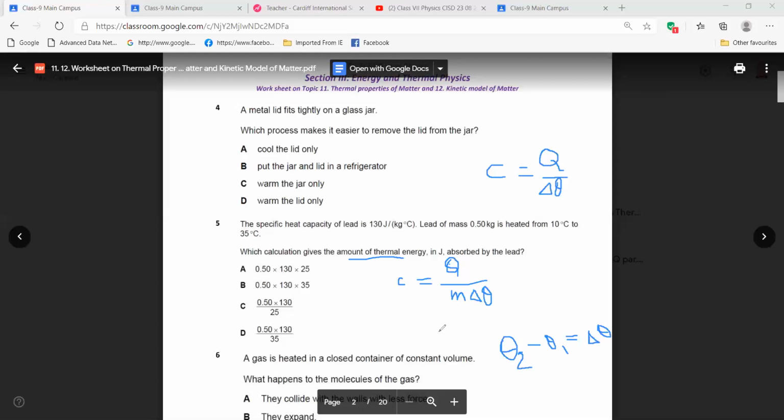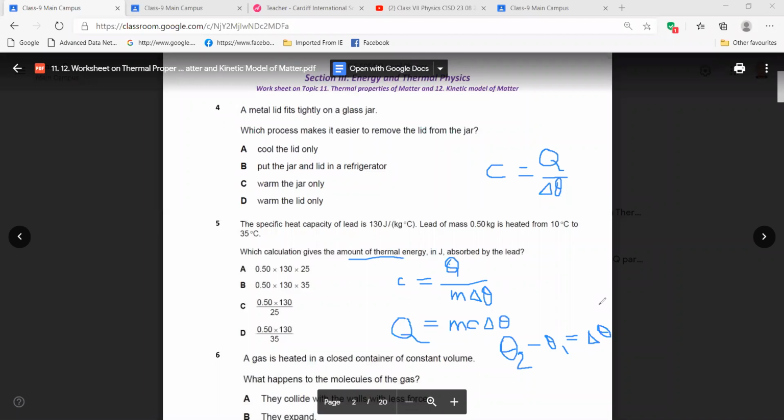That is 25. So how can you write this formula? By rearranging Q equals mc del theta. Write it. The rearranged formula also you write, then you put the values here. That's why writing is very important. If you are not writing, then you are forgetting, right?